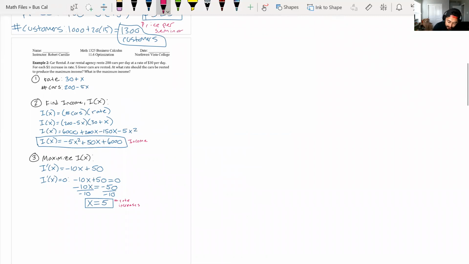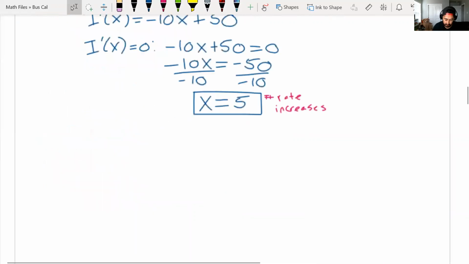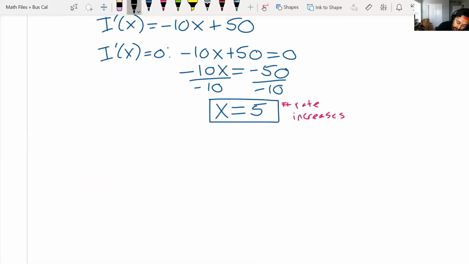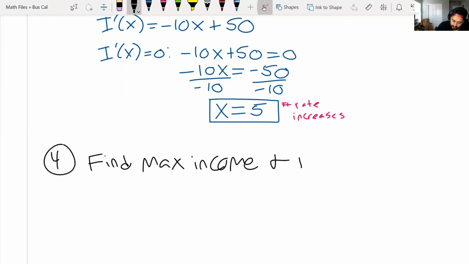This means take this 5, plug it into income, and plug it into rate. That's it, because it says at what rate should the cars be rented and what is the maximum income. So that's what we're going to do there. So for, find max income and rate.